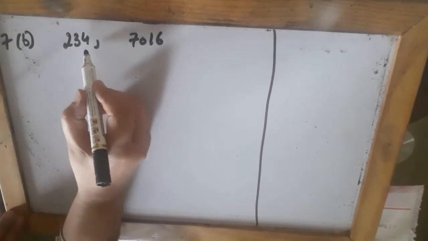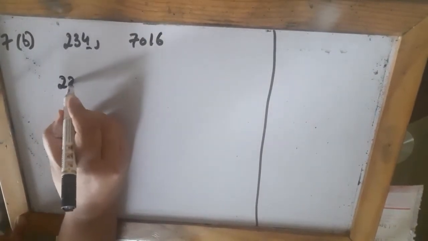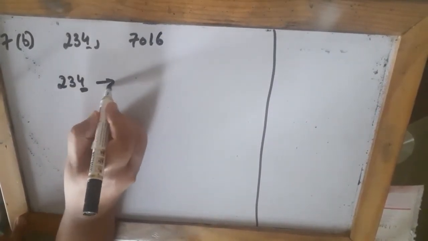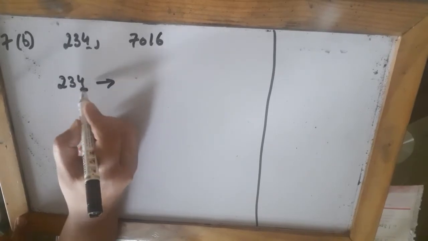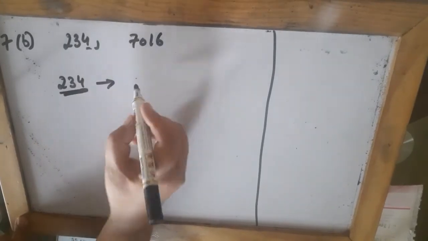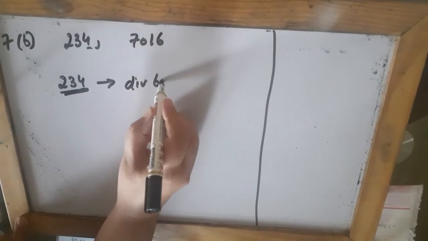In the 7th question, part B, it says we have to check which of these numbers are divisible by 2 but not by 6. So the number should be divisible by 2 but not by 6. First of all, the divisibility rule of 2: the number should be even. And how do I know that the number is even? By the last digit, right? 234. The last digit is even, so this whole number is even, so it is divisible by 2.